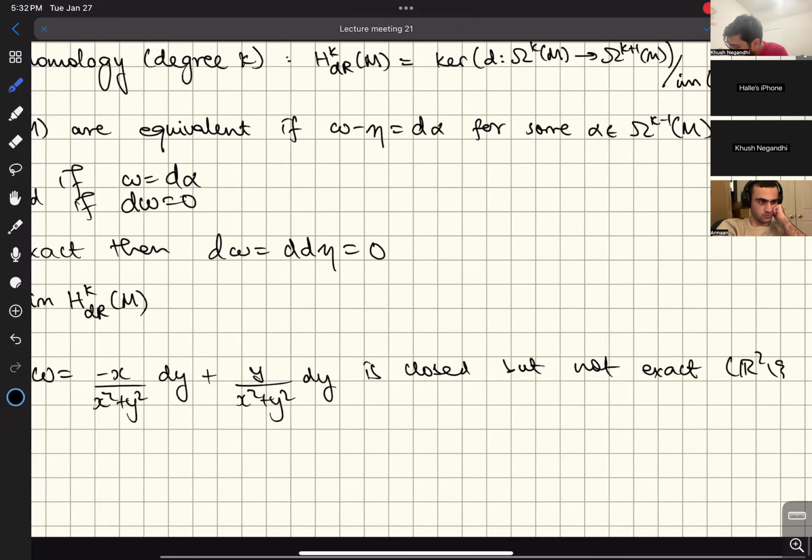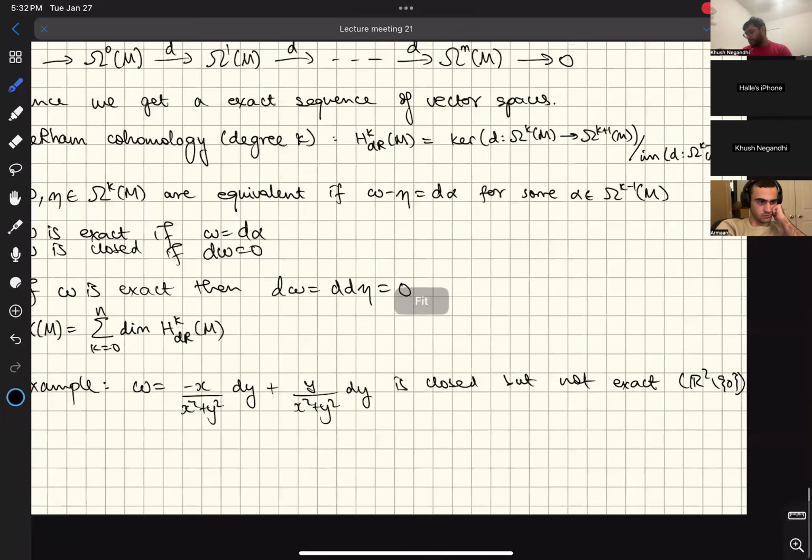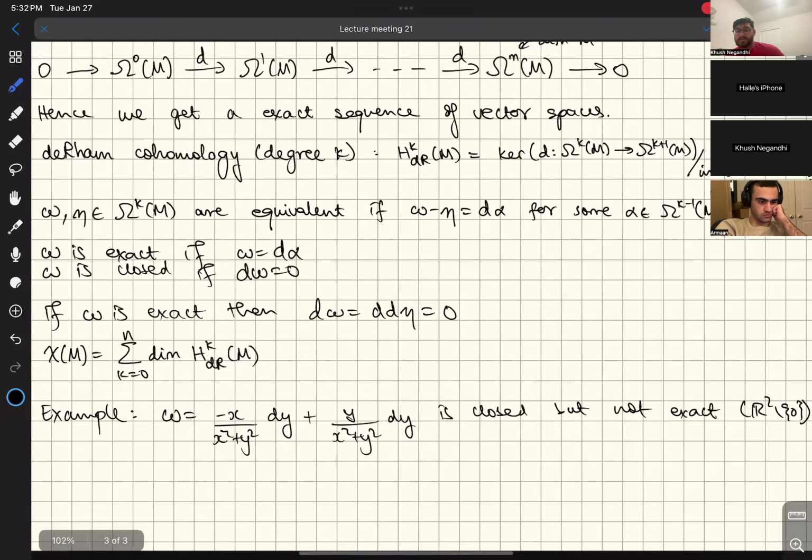This is on R2 minus the origin. The way you prove that it's closed is you just take the exterior derivative and see that it's closed. The way we will see that it's not exact is very similar to how you might have done this in a multivariable calculus class: we'll take the integral along a loop and show that it's not zero. And so it can't be exact. And then we'll see that this is actually just Stokes' theorem hiding in plain sight.